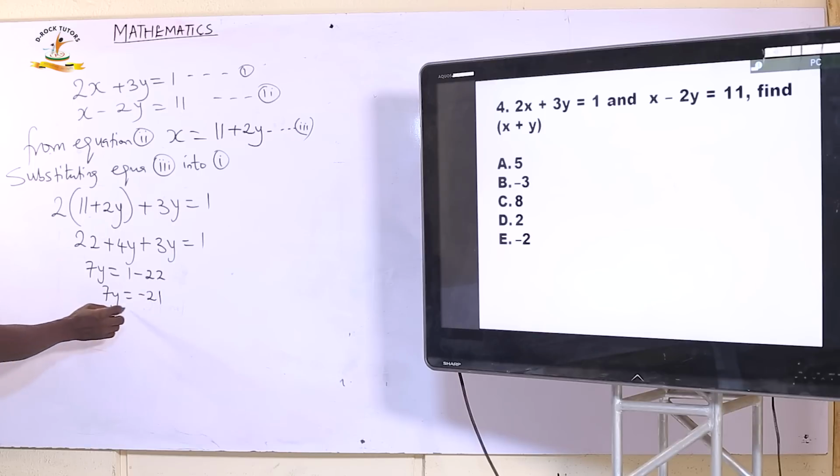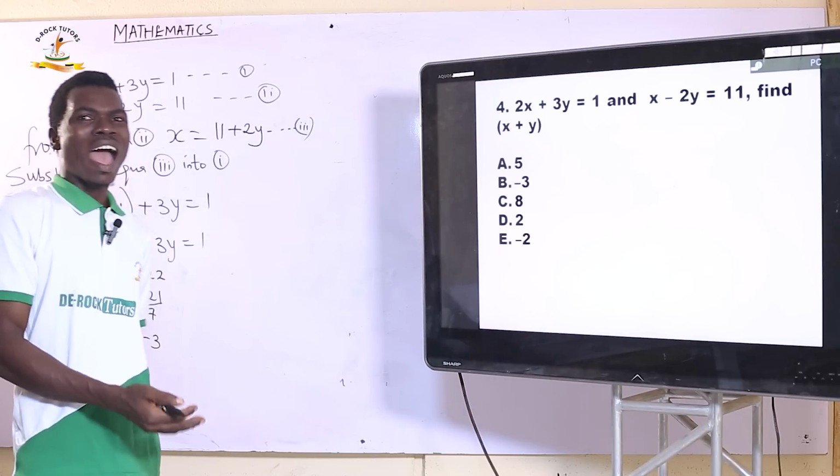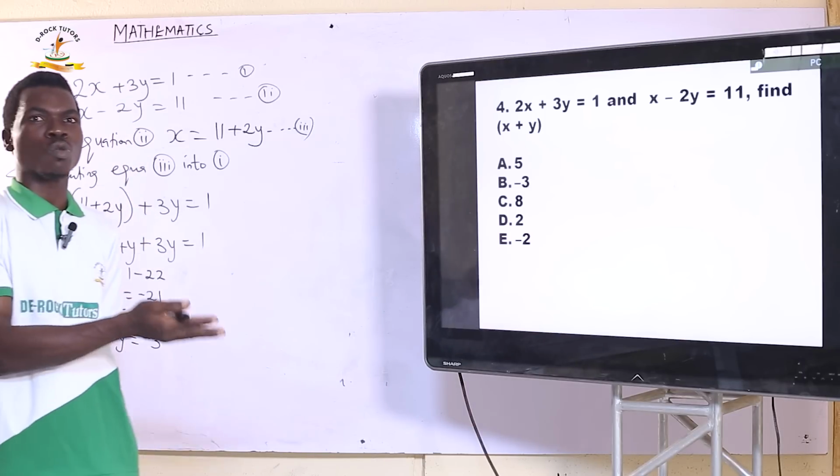So what I simply do is divide both sides by 7. And what do I get? y equals minus 3. So having gotten y equals minus 3, what do I do? I substitute it back into equation 3.